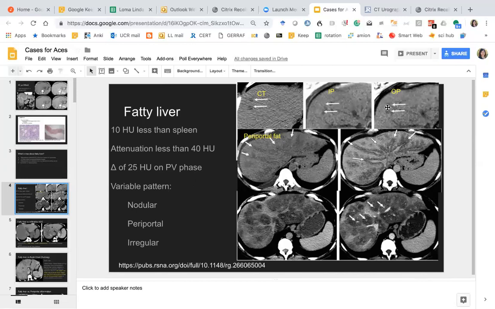Here is a case of nodular fat where you see a signal dropout on opposed-phase imaging. So it has different presentations.